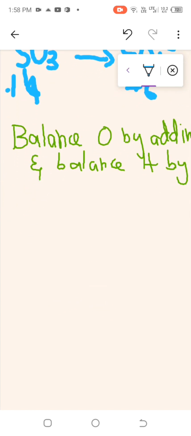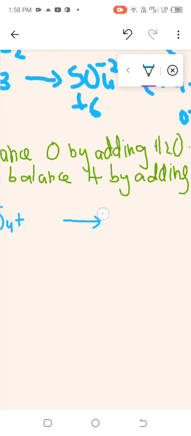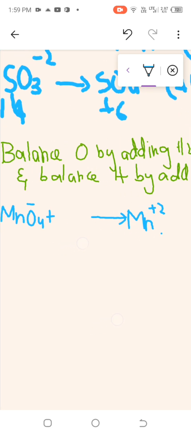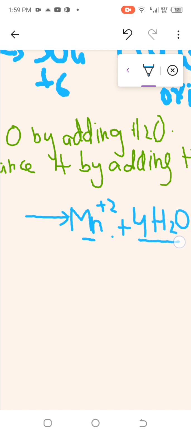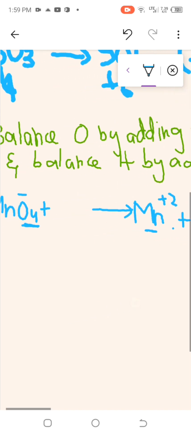Here the equation is MnO4 minus going to Mn +2. Now we have to balance the oxygen. Here oxygens are 4 and here we have 0 oxygen, so to balance the oxygen we will add water molecules. Here we will add 4 water molecules, which are added to balance the oxygen, and here are 4 oxygens.